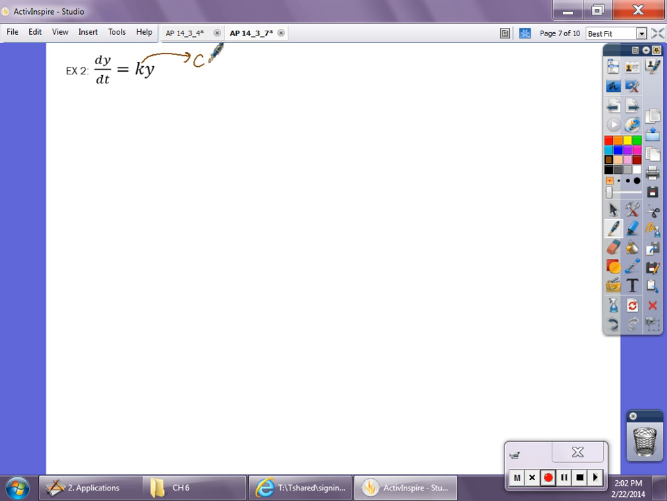This k is a constant. It's a constant value. So I'm going to walk you through this one because it can be a little difficult. You're going to notice later on that it starts to look a little tricky. So let's start off with the fact that I'm going to separate. So here's what I'm going to do. I'm going to just divide both sides by the y, not the k times y. And then I'm going to multiply both sides by the dt.